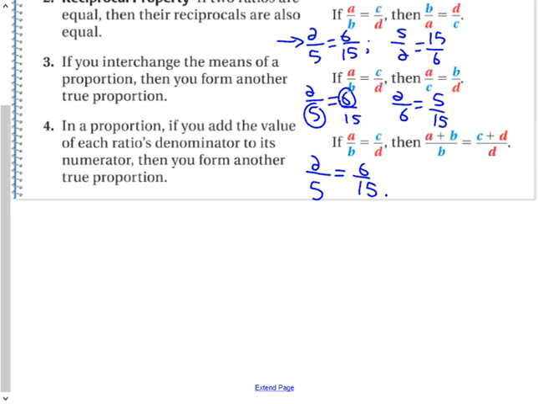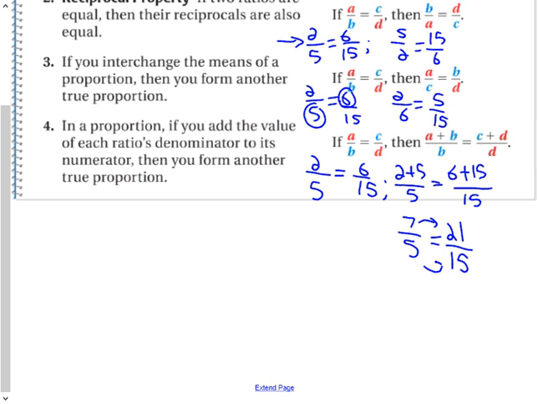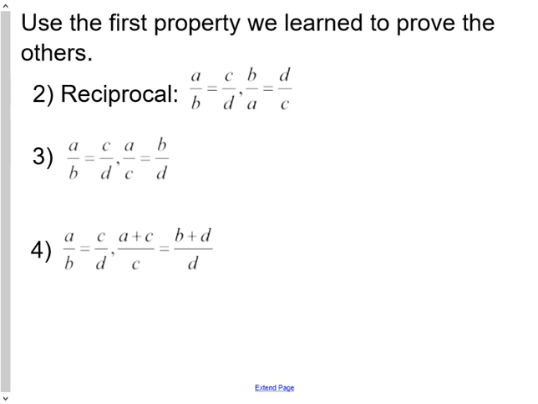Right? And so adding the numerator to the top, we're going to get 2 plus 5 over 5, which is going to give me 7/5, versus 6 plus 15 over 15, which is going to give me 21 over 15. Both of those are still equal, right? We still have the times 3 rule going on. So, using the fact that we can cross multiply, we can prove all these.